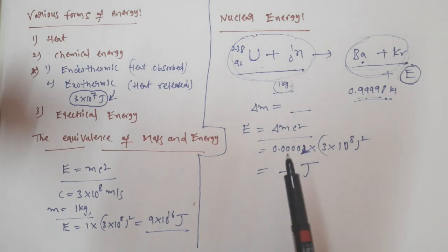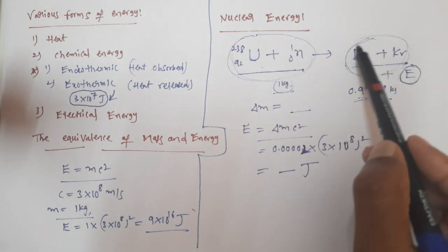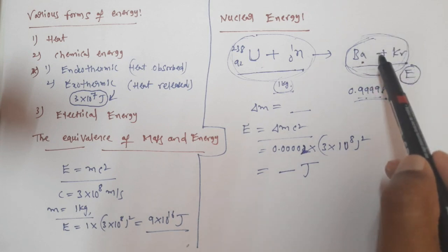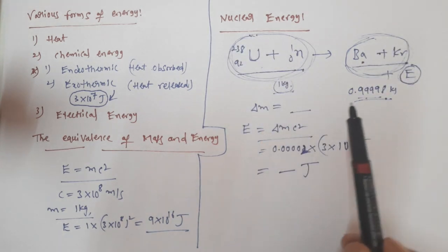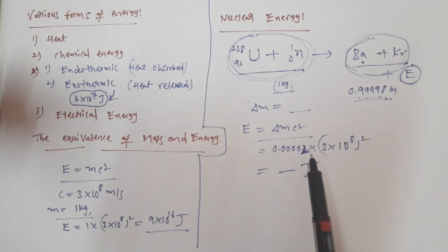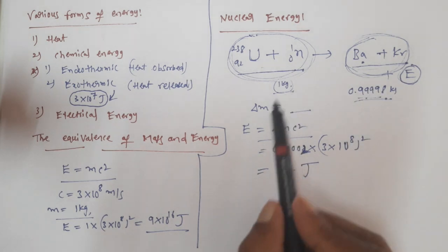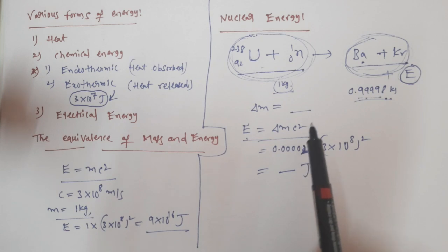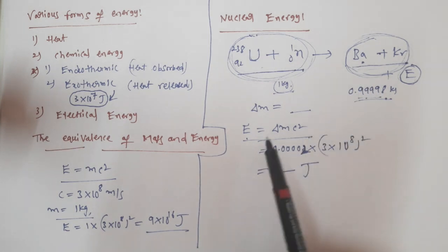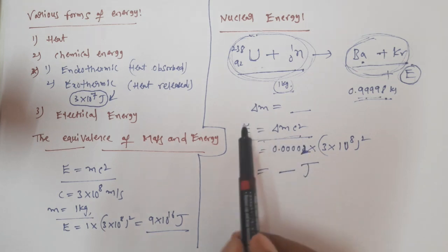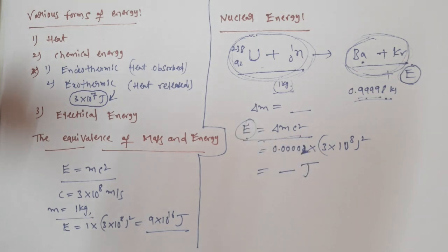That means the mass of the products is always less than the mass of the reactants. So a certain amount of mass is lost, and that loss of mass is converted to energy in nuclear reactions. Whatever amount of mass is lost is converted to energy. By using this equation, we can find the amount of energy released.